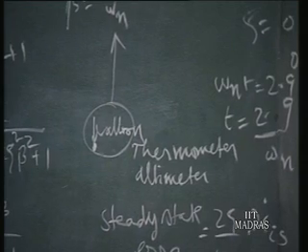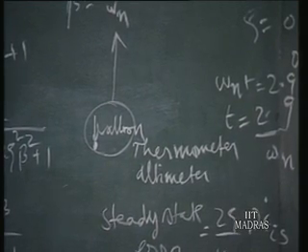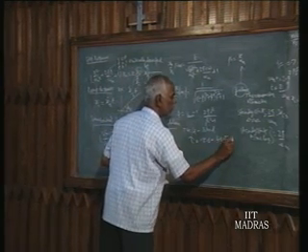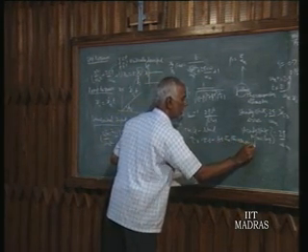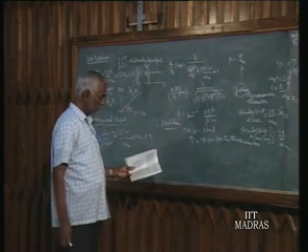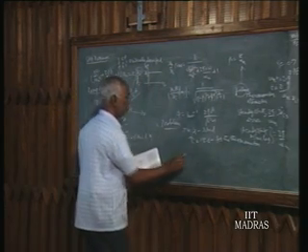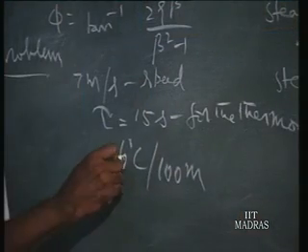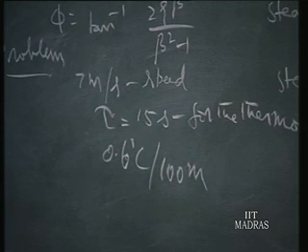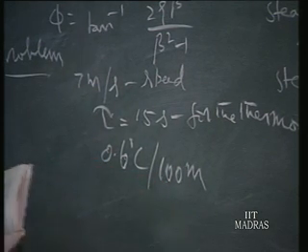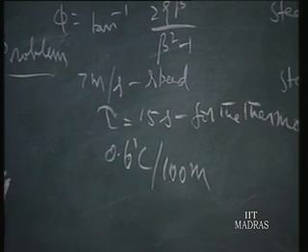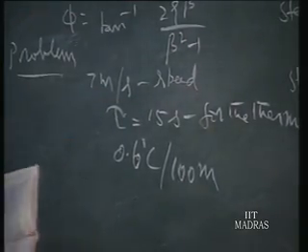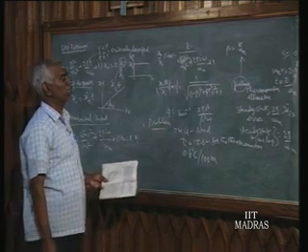The thermometer has a time constant of 15 seconds, and the temperature varies at the rate of 0.6 degrees centigrade per 100 meter. That is the atmospheric condition: the temperature reduces every 100 meter by 0.6 degrees centigrade, and the balloon is sending signals for temperature as well as for altitude.